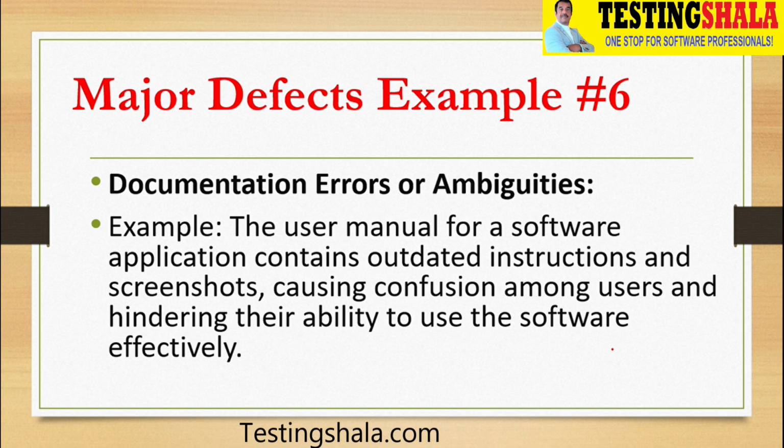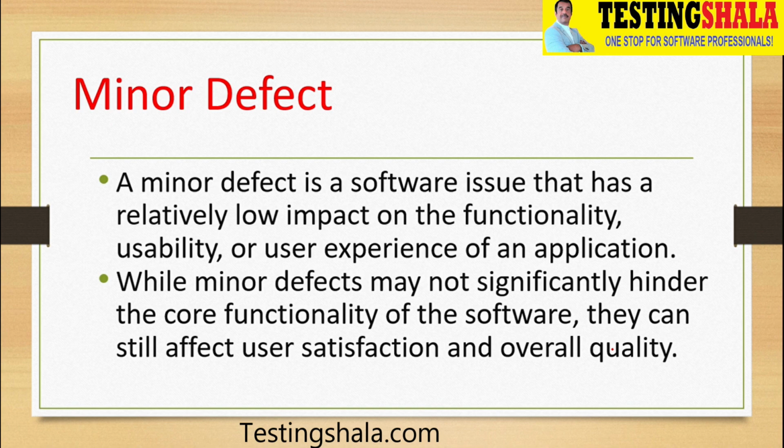Then the next type of defects category is minor defects. Minor defects are defects having issues that have relatively low impact on the functionality of the application, or usability of the application, or user experience of the application. While minor defects may not significantly hinder the core functionality of the software, they still affect user satisfaction as well as overall quality, and we will be logging this kind of defects under minor defect.